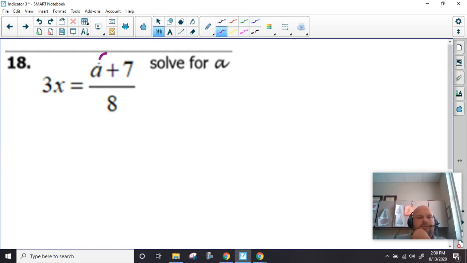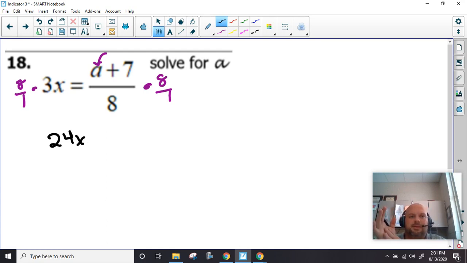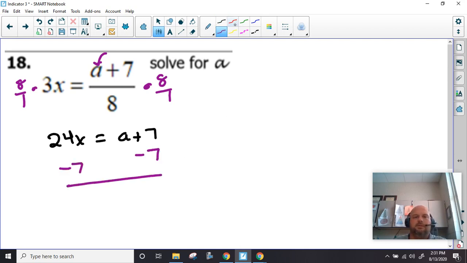Now we're solving for a. Again, more layers. I multiply both sides by 8 over 1. You can multiply this right here. 8 times 3 is 24. You can multiply on like terms, but you can't add and subtract them. And you divide them by just writing them like a fraction. So a plus 7. And then just subtract 7. So 24x minus 7 equals a.